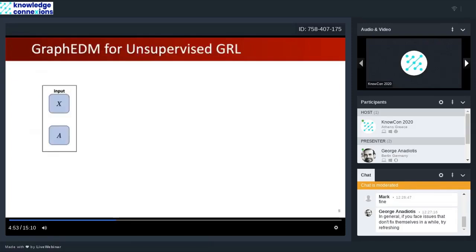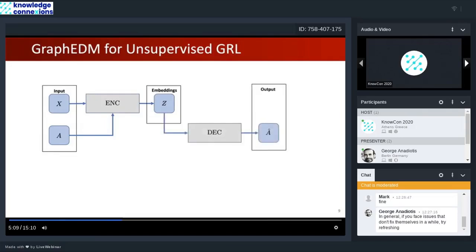So let's now describe our GraphEDM framework. As we've mentioned before, the input to GRL models is a graph that comes in the form of an adjacency matrix and node features. We then have a mapping from this input to some low-dimensional embeddings via an encoder network, and these embeddings are then decoded to construct an embedding similarity matrix. The decoder network can be as simple as taking the outer products of the embeddings or be a more complex neural network.